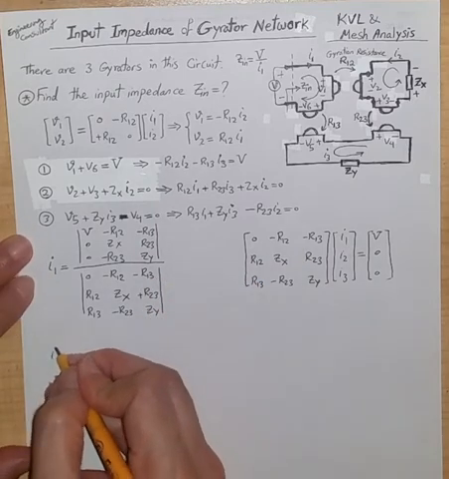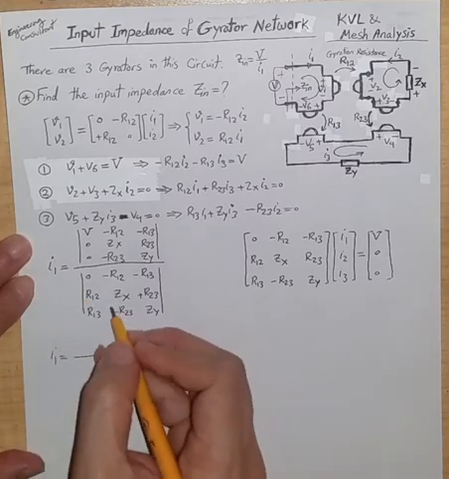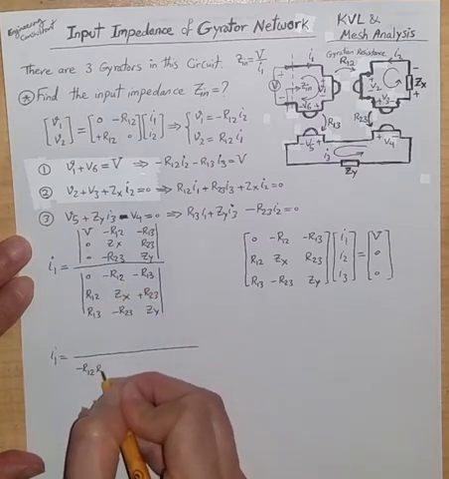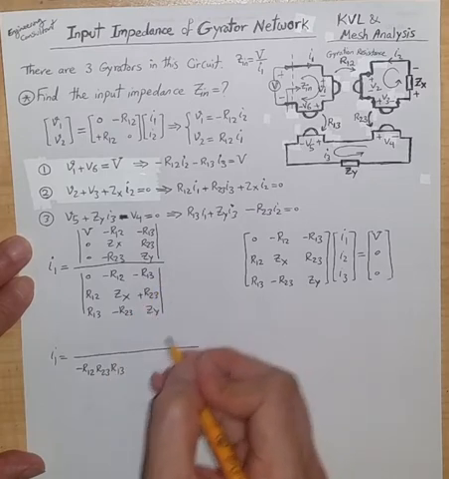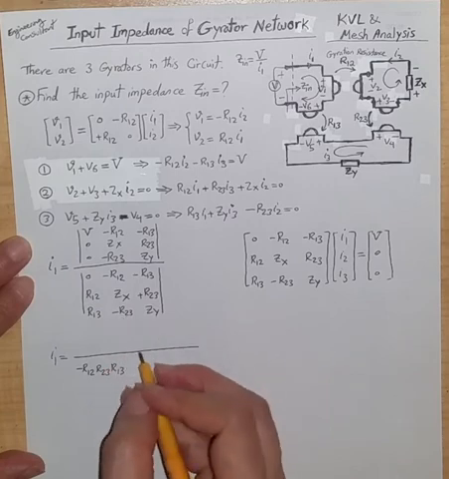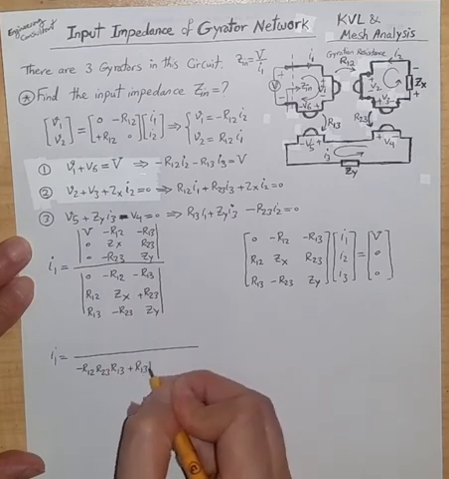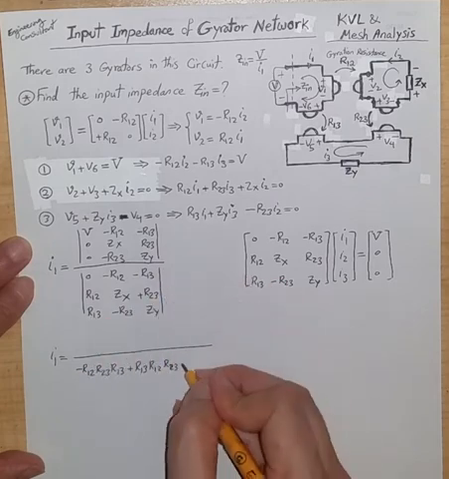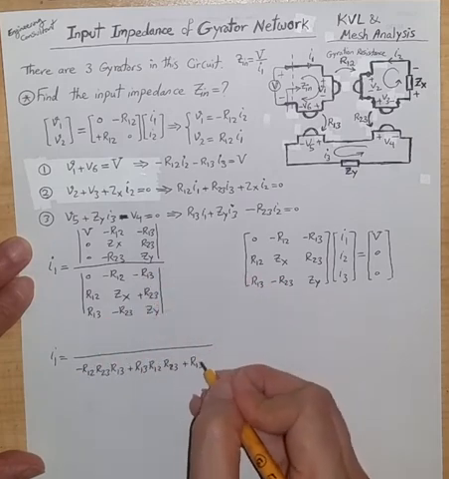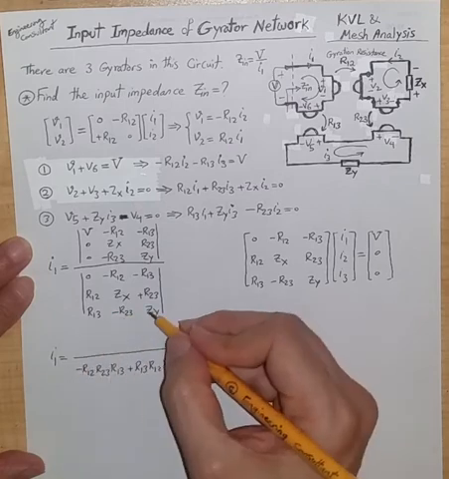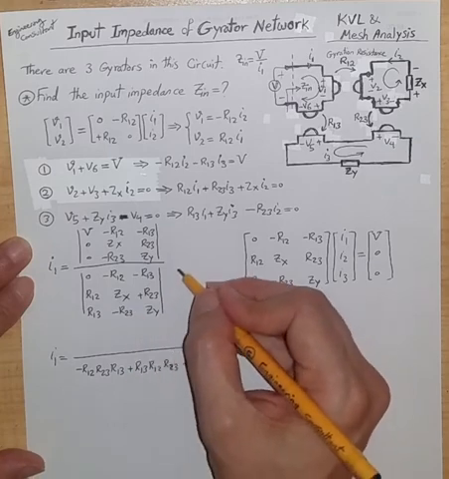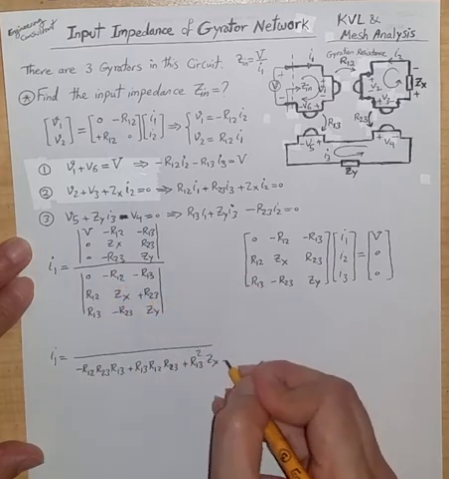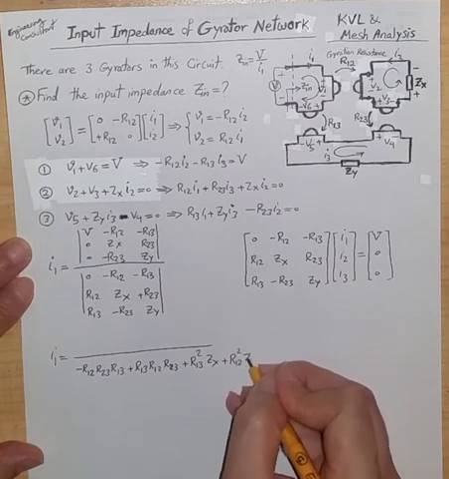To do that, it's simple. In the denominator we have 0, then this multiplication, so it's going to be minus R12 R23 R13. Then the next one, minus R13 R12 times minus R23, so it's going to be plus R13 R12 R23. Then we have minus R13 Zx, then minus R23 times 0. And finally we have minus R12 times minus R12, so it's going to be plus R12 squared Zy.